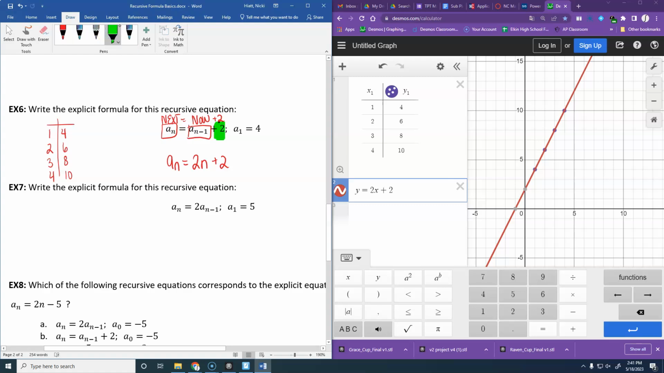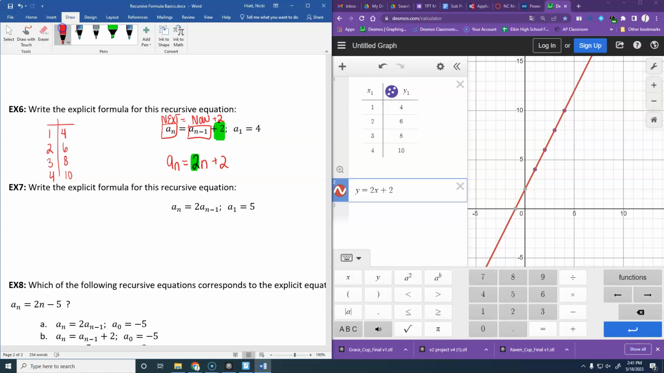Notice that this number right here was still the slope of the graph, but this time the number we had was not our y-intercept. That's because it was a sub 1 instead of a sub 0. Everybody okay there?